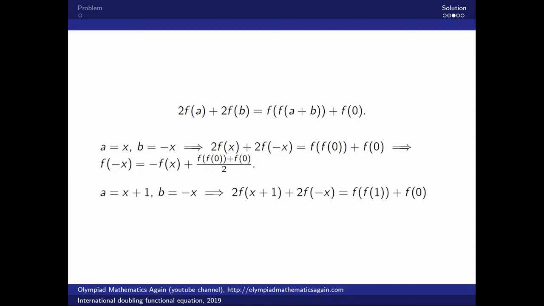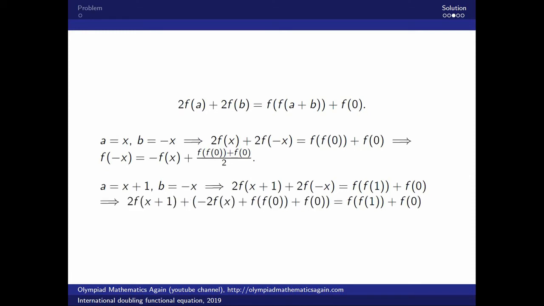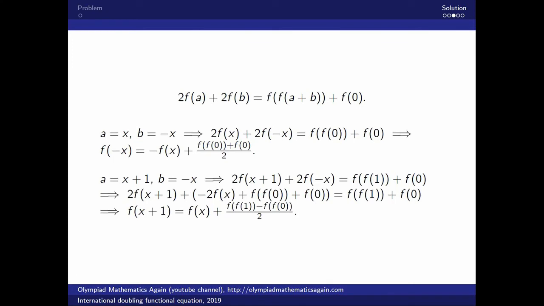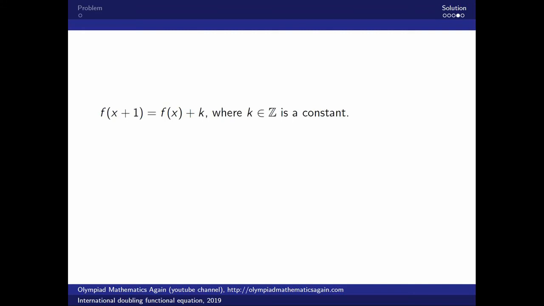And then we put a equal to x+1 and b equal to minus x. So that's what we have, and here we use the equality that we got from the previous step to rewrite f(-x) in terms of f(x). So that's what we have here, and this can be simplified to this. So this is basically the recurrent relation. We expressed f(x+1) in terms of f(x) plus some constant. Now we can rewrite it in this way: f(x+1) is equal to f(x) plus some constant k.